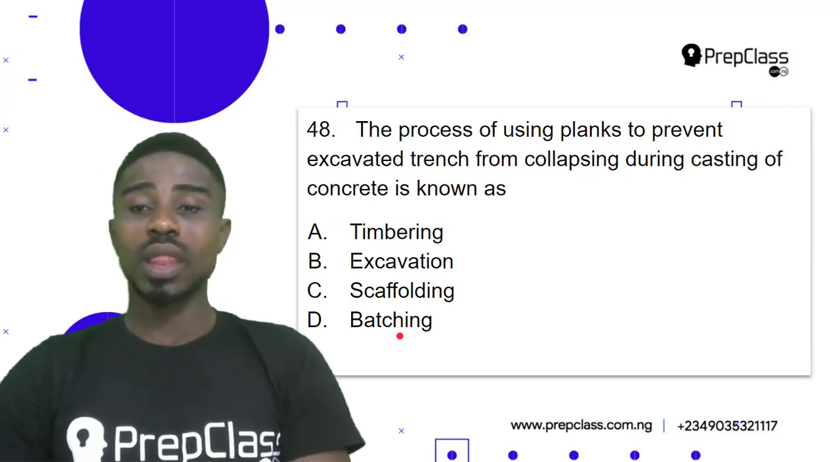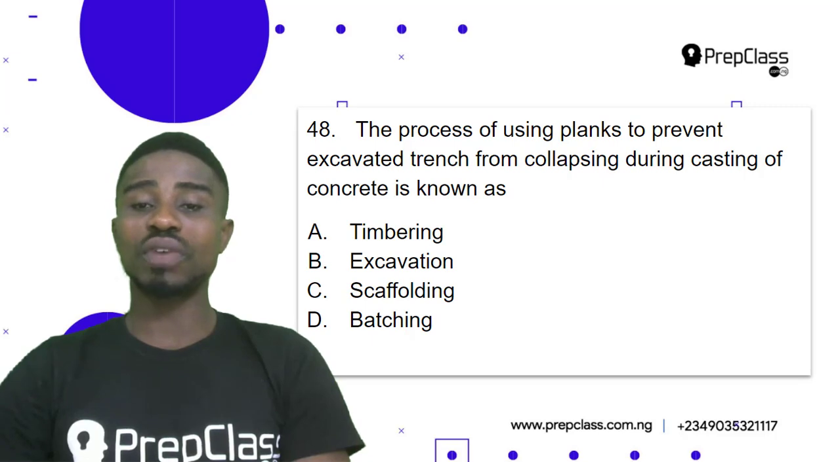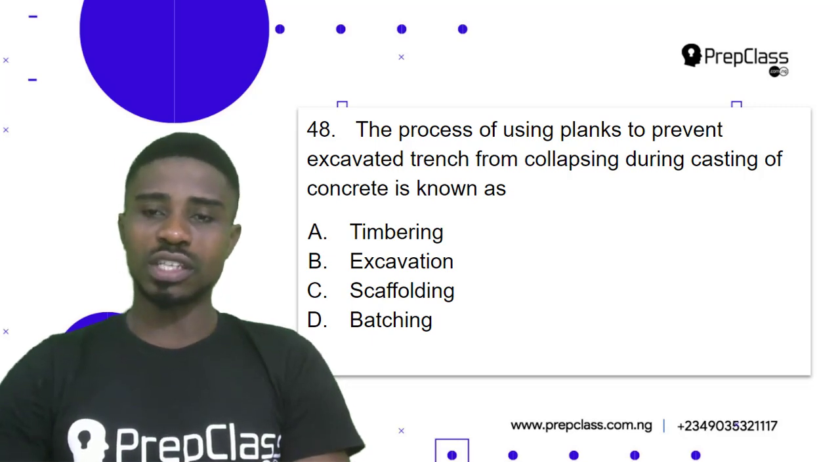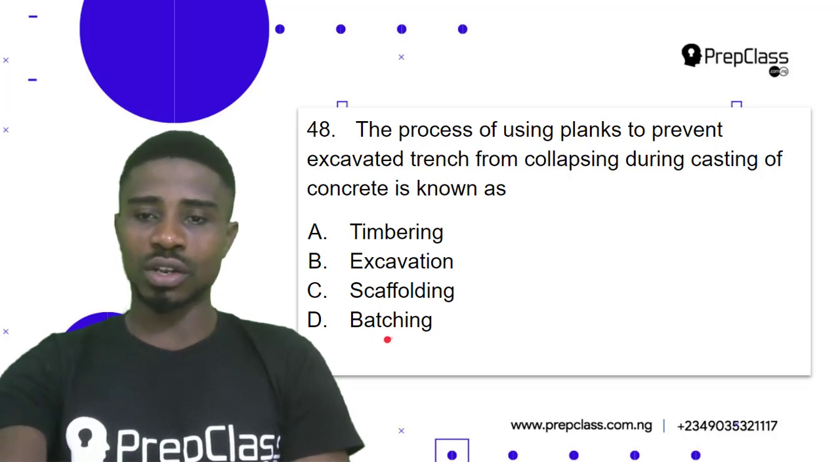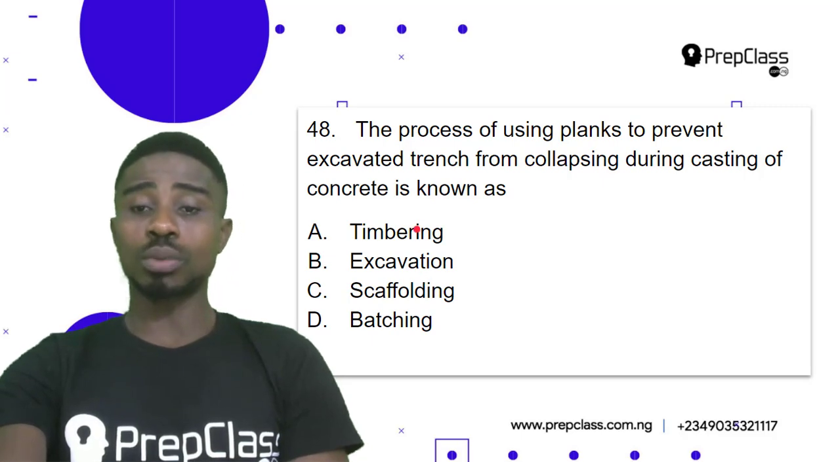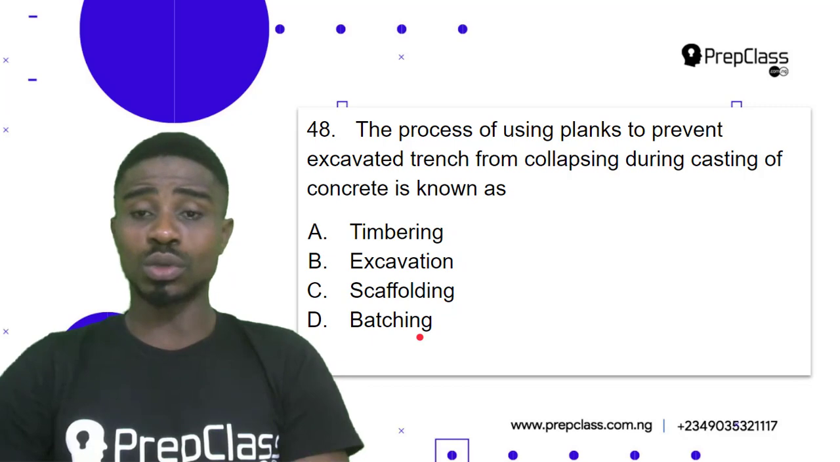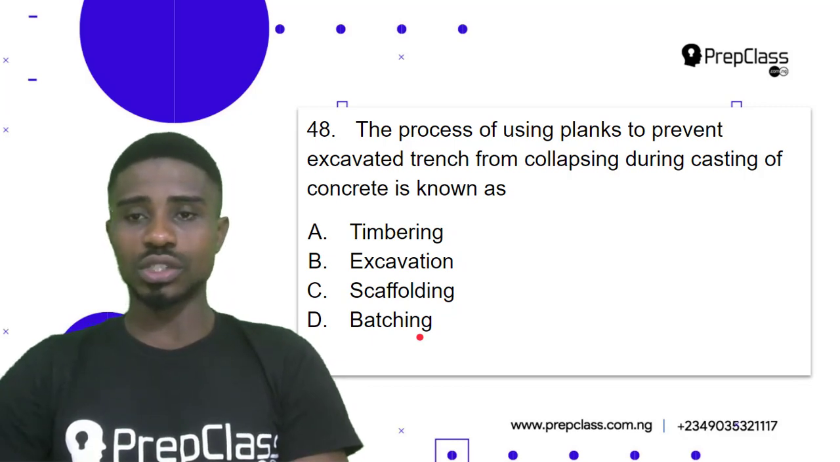Question 48. The process of using planks to prevent excavated trench from collapsing during casting of concrete is known as A. Timbering, B. Excavation, C. Scaffolding, D. Batching. For us to carefully select the correct answer, we need to have an understanding of what all of these options mean. Then we can analyze these options and see which one best answers our question.